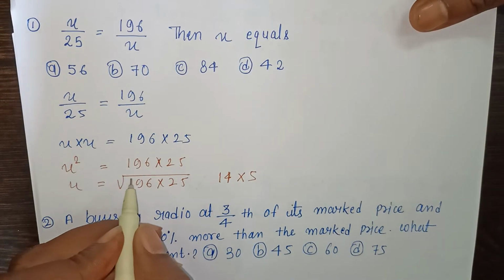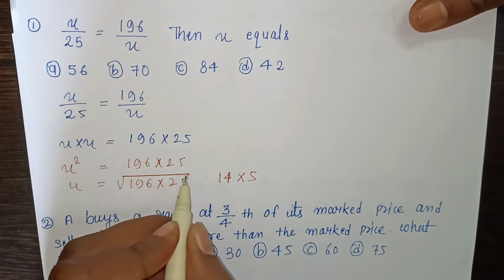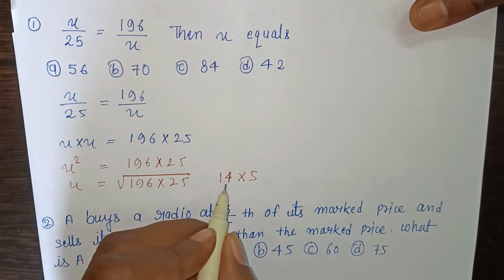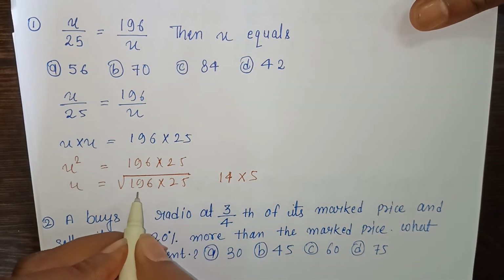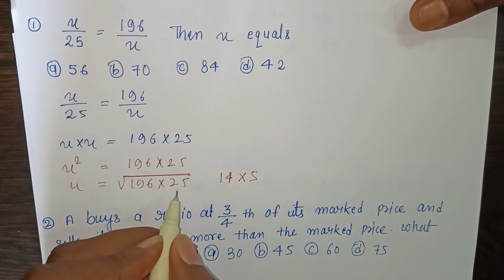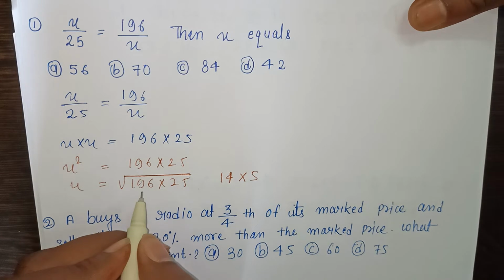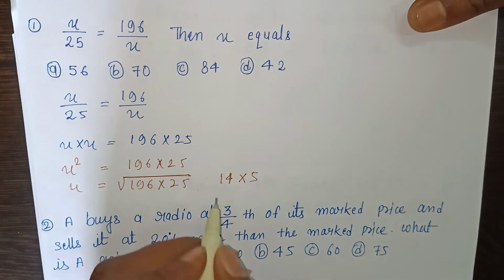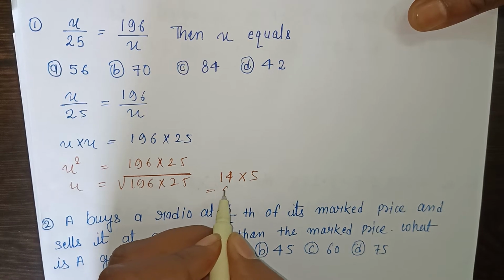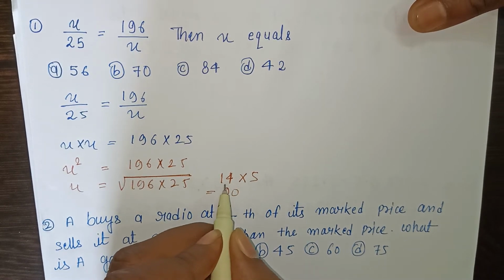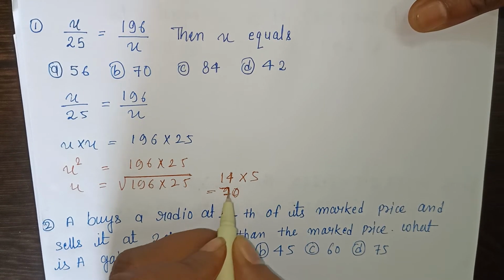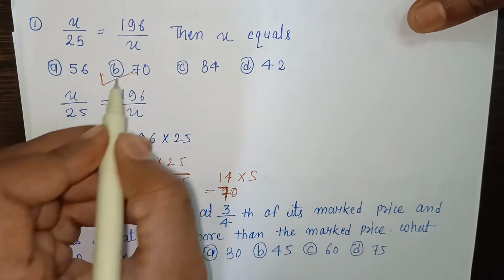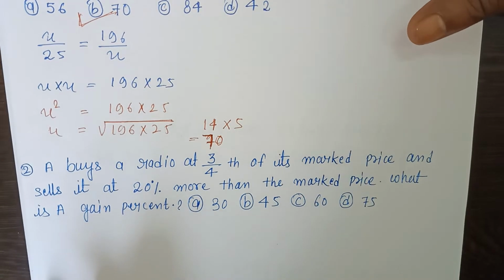When I remove the root, 14 will come out, means 14 square is 196 and 5 square is 25. So in place of 196 I wrote 14 and in place of 25, 5. 14 fives are 70. Then option number B is correct.